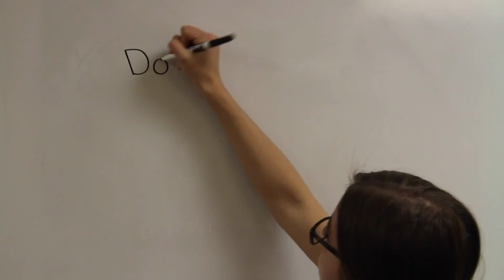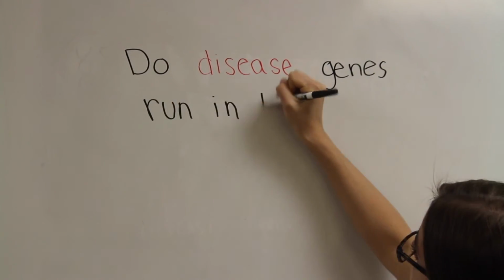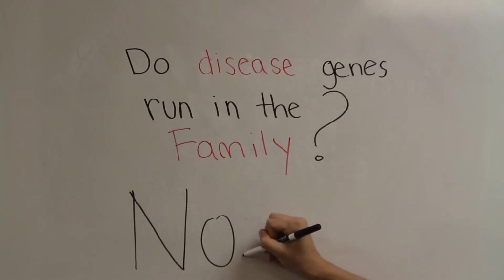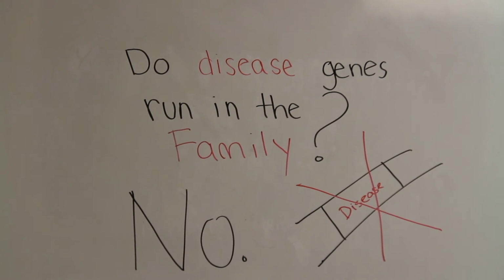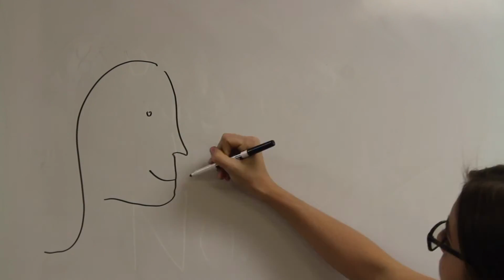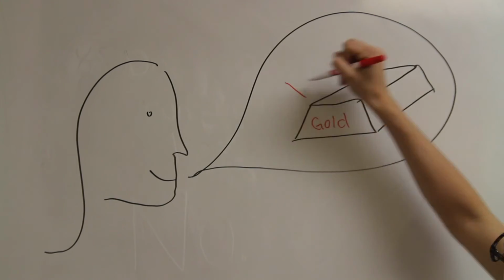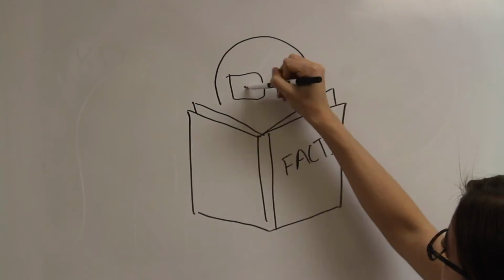So let's go back to the misconception. Do disease genes run in the family? No, there is no disease gene. There are only mutations in functional genes that could result in the disease. So maybe, before you believe mom's word is always gold, make sure to consider all the facts.